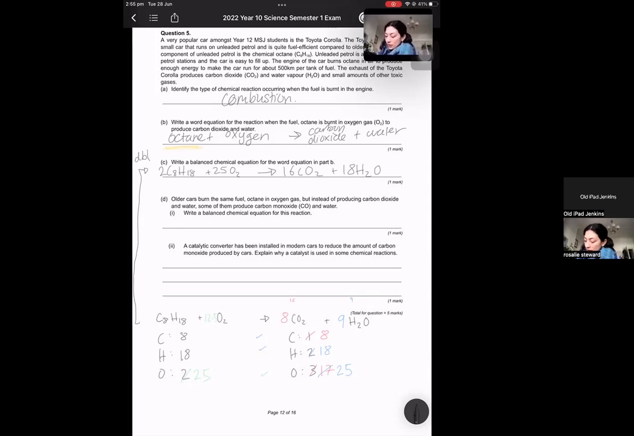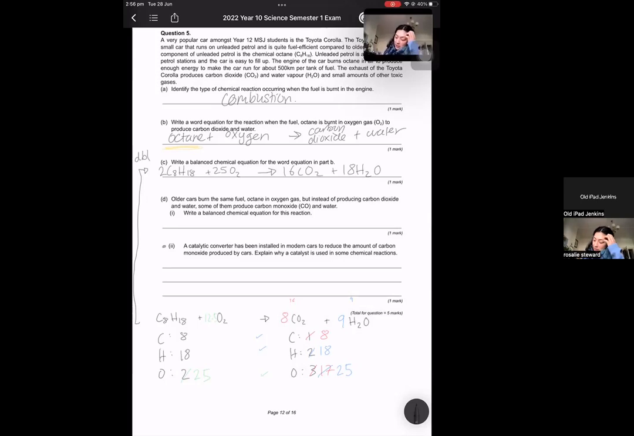Okay, so older cars burn the same fuel, octane and oxygen gas, but instead of producing carbon dioxide and water, I'm just not going to do that because I don't have space on this page. It uses the exact same method. Maybe I will. And if I rub this out, it'll ruin everything. Let's go to this one here.